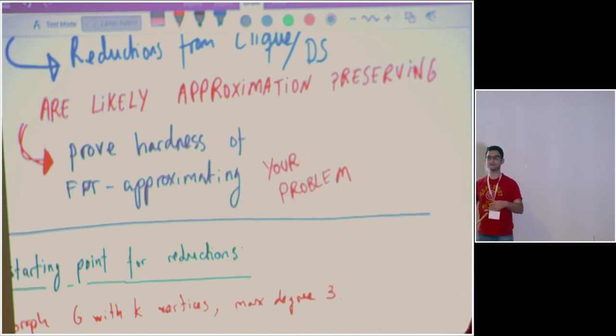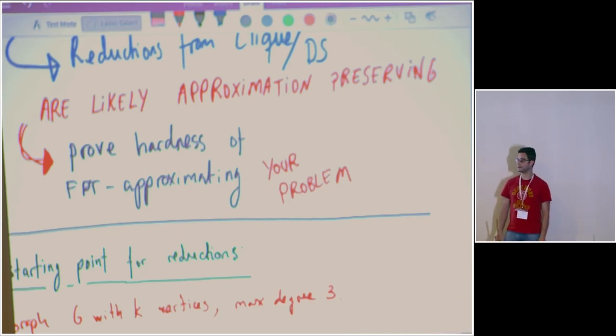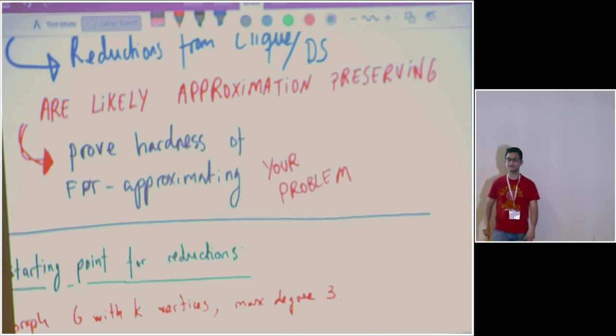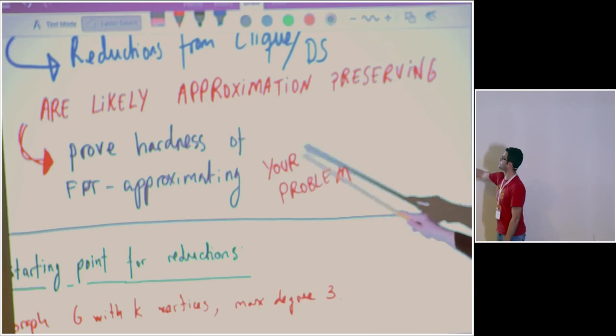It seems that most of the time when a reduction is simple enough, so in particular, my impression was that many of these computational social choice things that we're reducing from hitting set and dominating set, my guess is that they're actually FPT approximating. So many reductions, if you stare at them, you realize it's not only an FPT reduction, it's actually an approximation preserving FPT reduction. And then it actually shows that your problem is not only W-hard, it's also hard to FPT approximate.